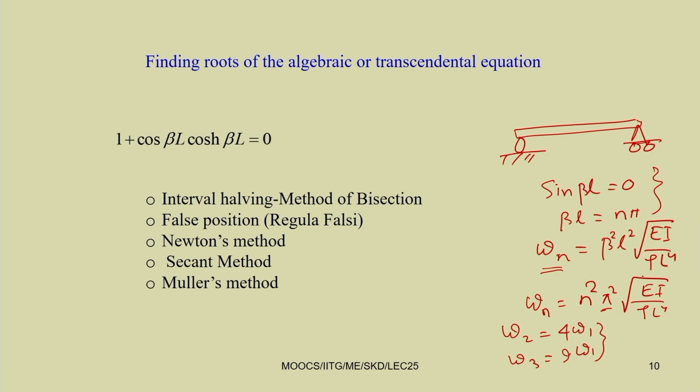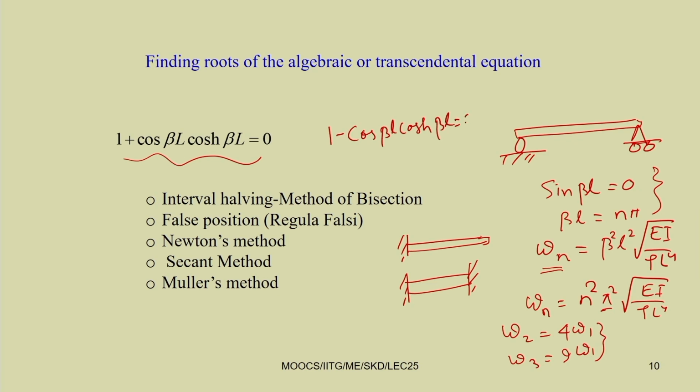For the simply supported case, this characteristic equation is very simple and you can get the solution easily. But when, for example, you take the cantilever beam, it is not so simple. Or if you take the case of fixed, the characteristic equation will not be simple. In those cases you may get the equation 1 plus cos beta L into cos hyperbolic beta L equal to 0, or 1 minus cos beta L into cos hyperbolic beta L equal to 0. So, how to solve these equations? We should know the method to solve these equations.